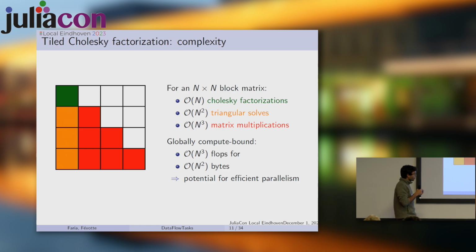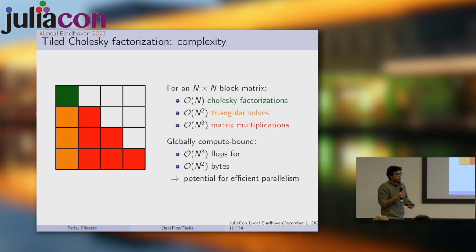So to talk about the complexity of this, it's a BLAS 3 problem, so it's a cubic complexity problem. You can look at what we have done. For each one of these columns, we did one Cholesky. So we have order n factorizations, order n square triangular solves, and then n cube matrix multiplications.